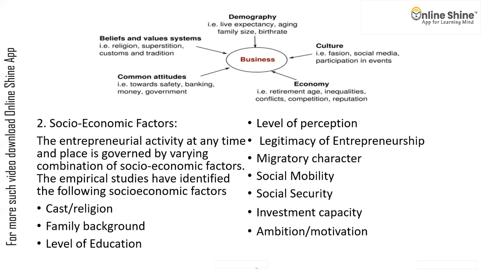If we see the diagram, the business can be influenced by demography, culture, economy, common attitudes, beliefs, and value systems. In demography come life expectancy, aging, family size, birth rate. In culture, there is fashion, social media, participation in events. In economy, there is retirement age, inequalities, conflicts, competition, reputation. In beliefs and value systems, you have religion, superstition, customs, and tradition. Common attitudes towards safety, banking, money, government, support, etc.